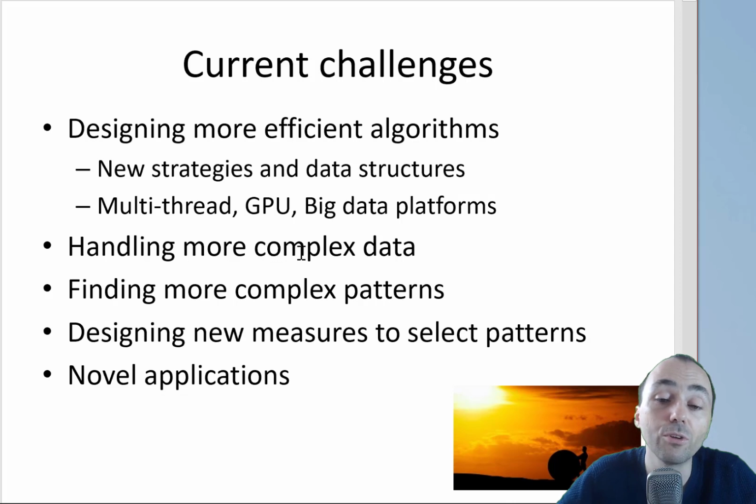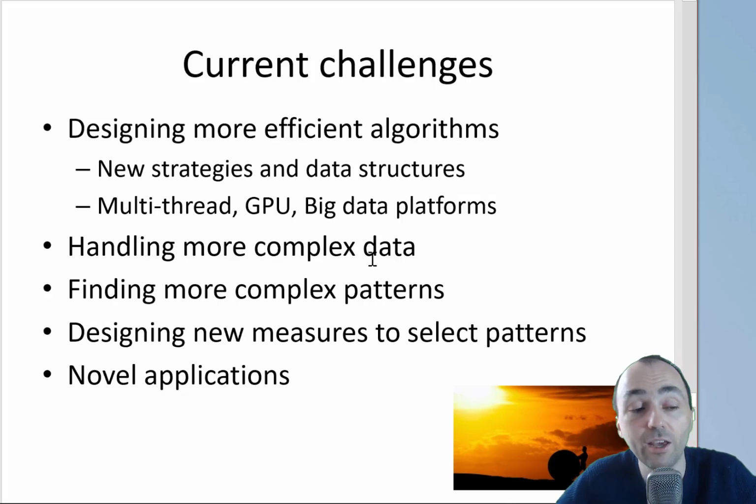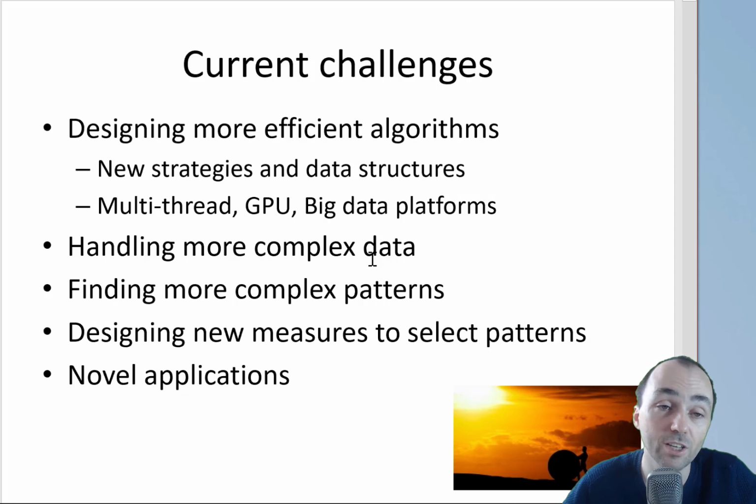Also, we want to handle more complex data. The data I have shown to you today is still simple. Maybe we have more precise data, more information about the people who buy the products. So if we have more complex data and we can handle it, we can find better patterns, and more complex patterns may also be more practical in real life. More chance to be used in real life.